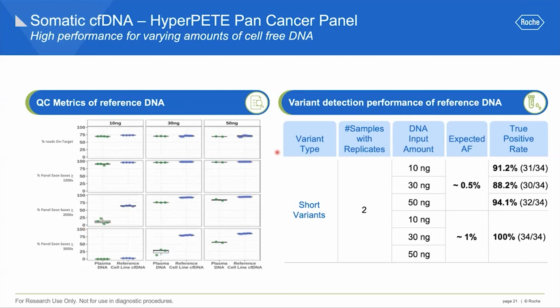On the right here, we have our variant detection performance. And again, we're only looking at the short variants, so the SNVs and InDels. On the bottom here, we have 100% of short variants at the 1% allele frequency were detected across all reference cell line DNA samples and all input amounts. On the top of this table, we have 88.2% to 94.1% of short variants at the 0.5% allele frequency detected across the reference cell line DNA samples. So the variants here that were not detected, they were present, but they didn't get called due to threshold settings applied in the analysis software. Now, of note, you can change these depending on your research needs.